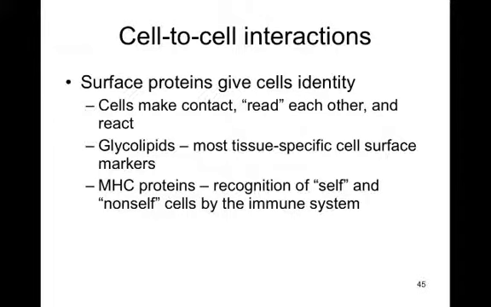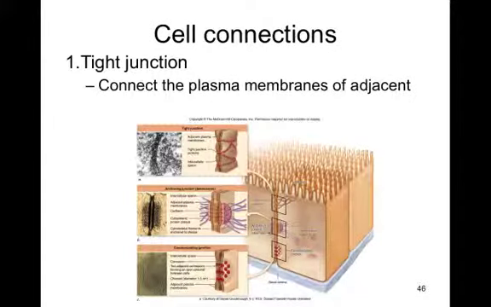The surface proteins that give us identity are like the MHC proteins that we see in our immune system. Those are major histocompatibility proteins. These allow us to recognize self cells from non-self cells. We'll also see cells make contact and read each other and react to each other. These cell connections are proteins or glycolipids, that is, sugars and lipids that come together. Glycolipids compose most tissue-specific cell surface markers, like our major histocompatibility proteins, whereas it's mostly proteins that link cells to one another.